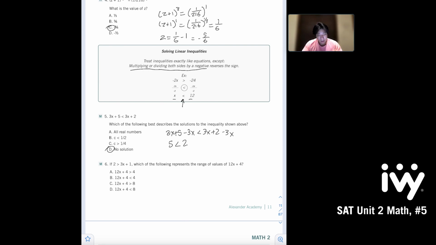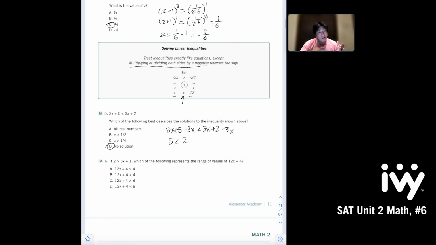D. Problem 6. If 2 is greater than 3x plus 1, which of the following is the range of values for 12x plus 4?